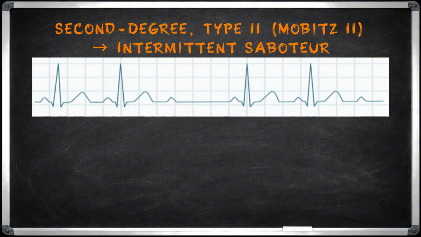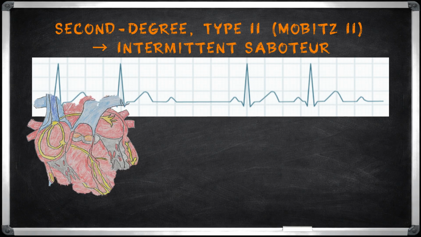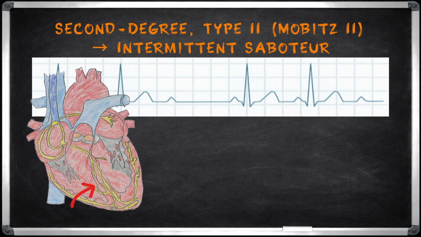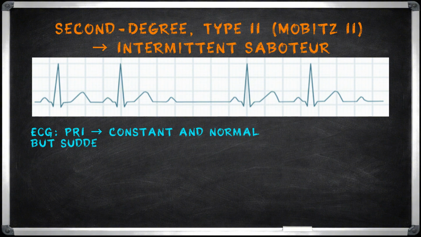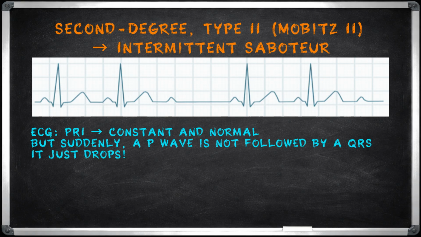Second degree AV block, type 2, or Mobitz II. The intermittent saboteur. This is not in the AV node. The block is below it, in the more fragile His-Purkinje system. The ECG pattern is completely different. The PR interval is constant and normal, but suddenly, out of nowhere, a P wave is not followed by a QRS. It just drops. And why is it so dangerous?